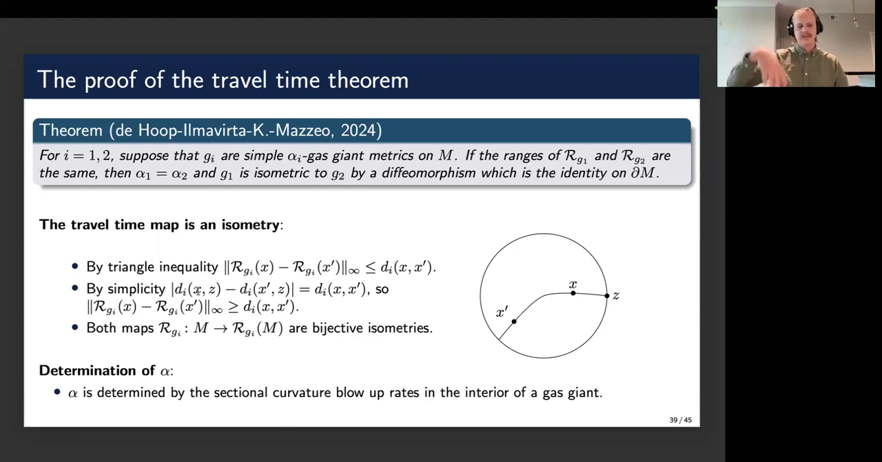Good. And then you can do the steps on the previous slide. And now I haven't told you how to determine the alphas yet, but for this alpha we go back to the earlier slides again. So this alpha is determined because you can compute those rates of sectional curvature blow up by using only interior information. So after this step, you know that your manifolds are isometric. So you can determine the alphas. They have to have the same sectional curvature blow up rates and those constants there depended on alpha in an explicit way. So you can definitely compute your alphas.